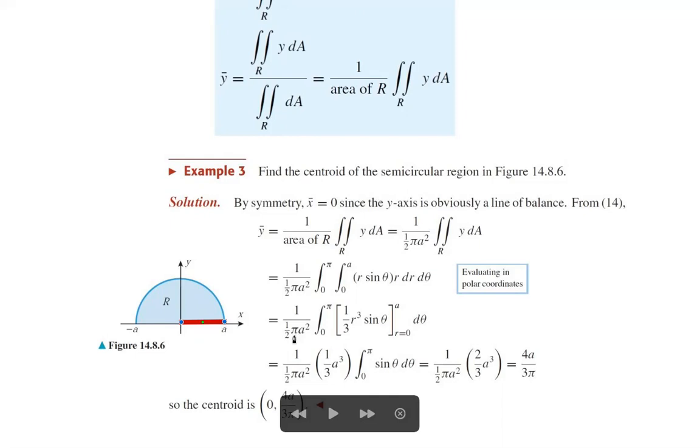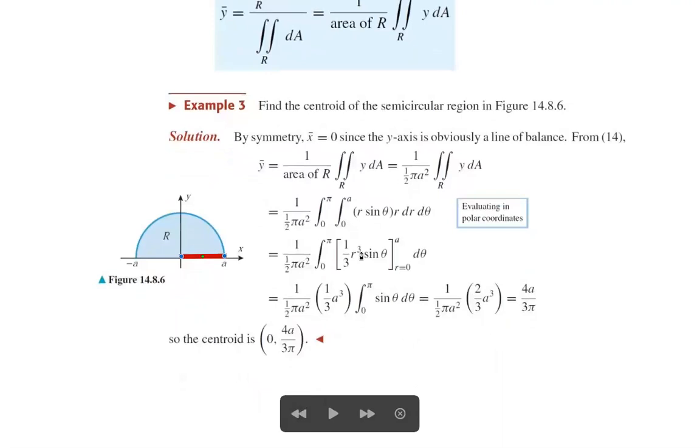So it is equal to 1 by pi a squared by 2 into the integral from 0 to pi. Integrate the function with respect to r: r cubed by 3 into sin theta from 0 to a, d theta. This equals 1 by pi a squared into 1 by 2 into a cubed by 3 into the integral from 0 to pi of sin theta d theta. The integral of sin theta is minus cos theta from 0 to pi, upper limit minus lower limit, so you will get 1 plus 1, which is equal to 2. So 2 by 3 into a cubed implies 4a by 3 pi as y bar.